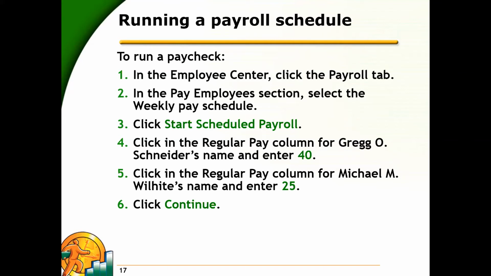Click in the regular pay column for Greg O. Schneider's name and enter 40. Now, these specific numbers relate to either the hours or compensation that Greg will be receiving with us. Click in the regular pay column for Michael M. Whiteside and enter 25, and then click Continue.